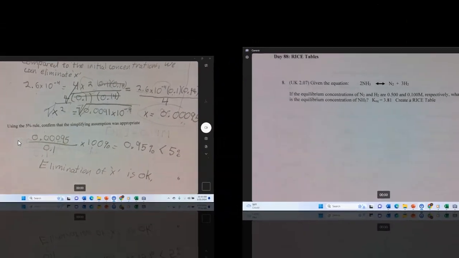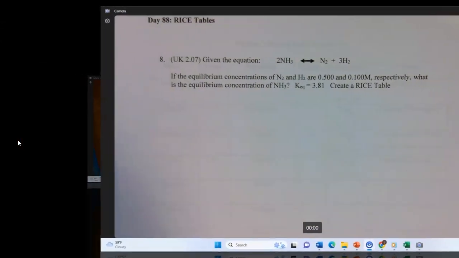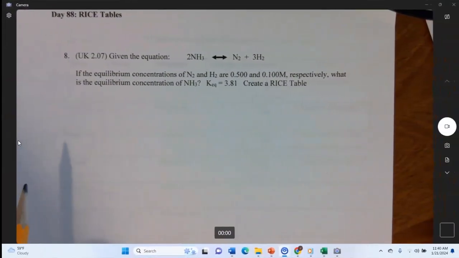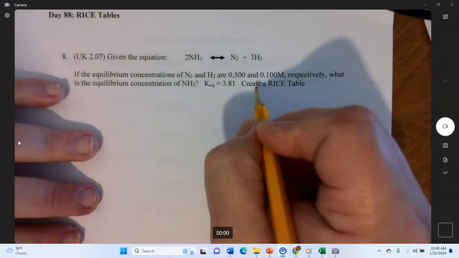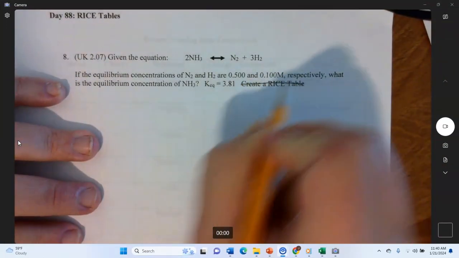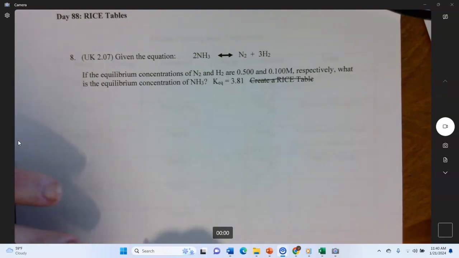Okay, now we're on to number 8. This is a problem that I was doing in class and didn't do successfully because I faked myself out with this. Create a rice table. You do not need a rice table for this problem. It's actually a simple problem.